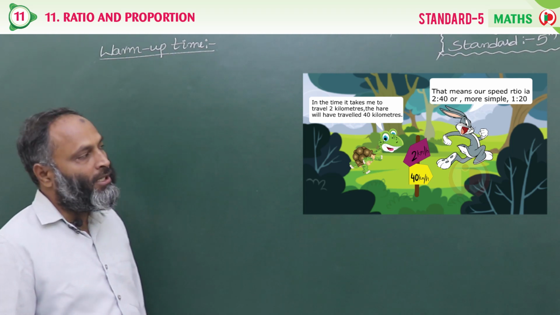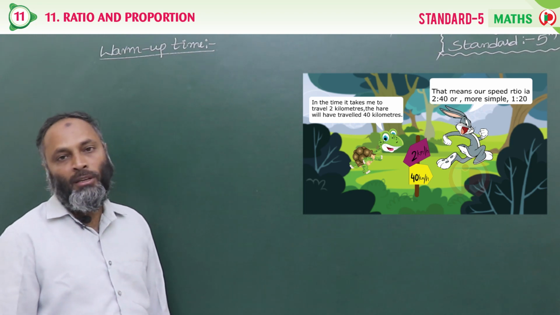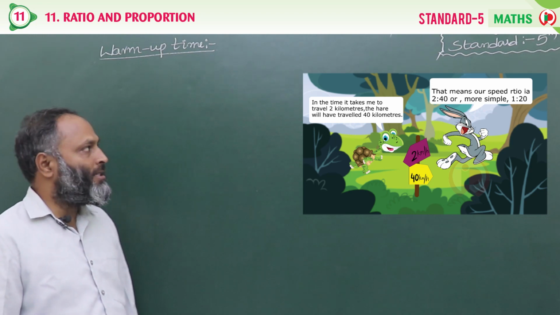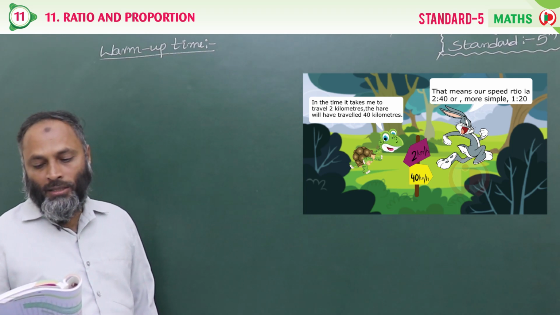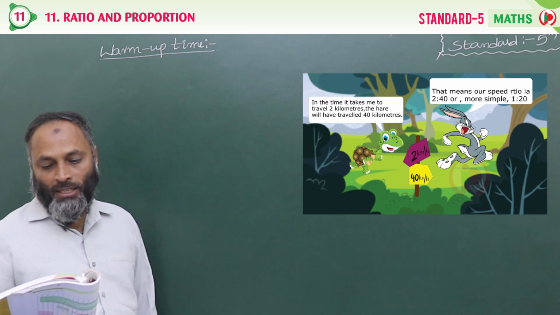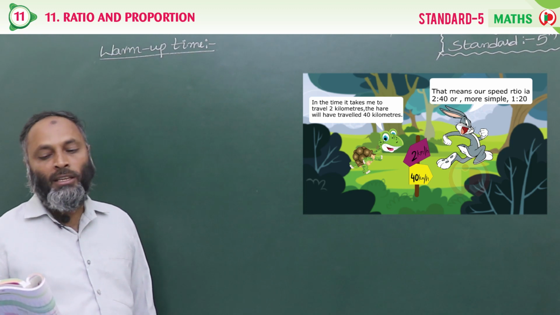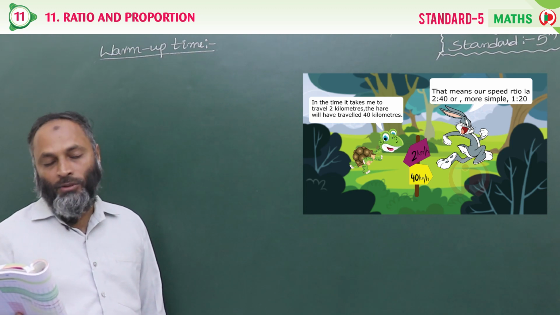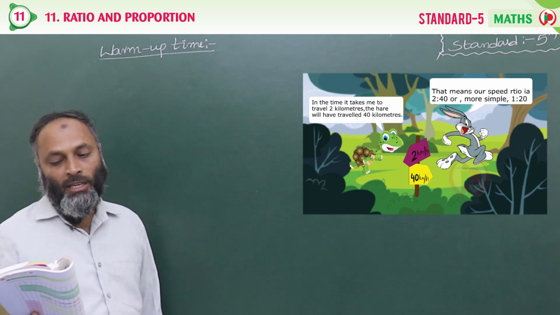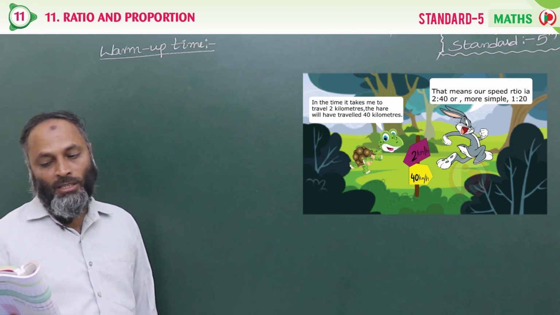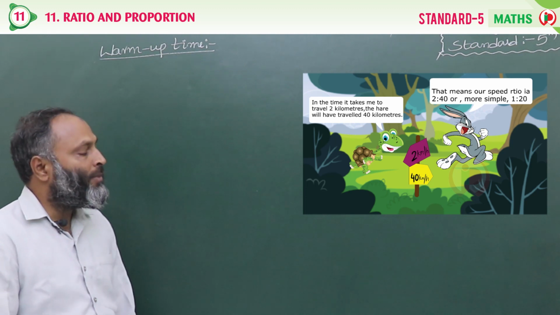Okay students, now see here. One picture is given in your textbook, in the warm up time. What is the picture here? Here is the tortoise and here is the hare. The two are participating in a running race. In the first, who is speaking? Not frog, tortoise. He says, in the time it takes me to travel 2 kilometers, the hare will have traveled 40 kilometers.